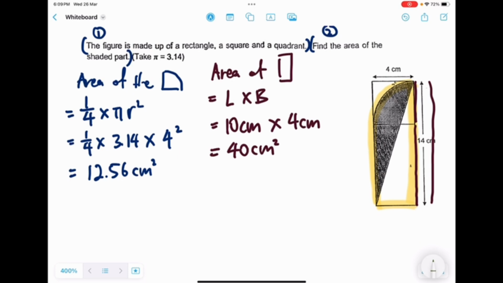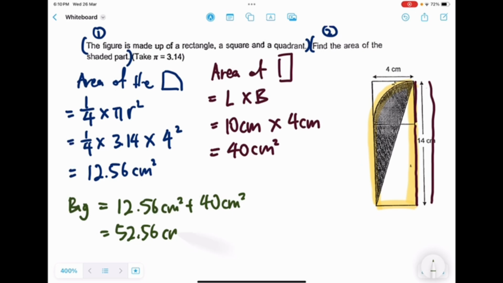Now adding these two together will simply give me my big. And I know that my big will be 12.56 cm² plus 40 cm². And this will give me 52.56 cm². Now to find my small, looking at the picture, I know that I need to remove this triangle over here to find the shaded area.